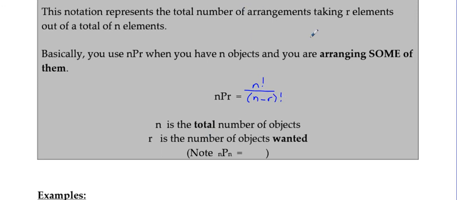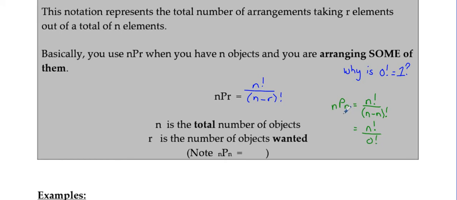So your question may be, why is 0 factorial equal to 1? Well, this is the reason why. If you take a look at nPn, nPn means we are taking n objects and we are arranging all n of them. So in this case, n is equal to r. So using the formula, that would be n factorial over n minus n factorial. And n minus n is 0.